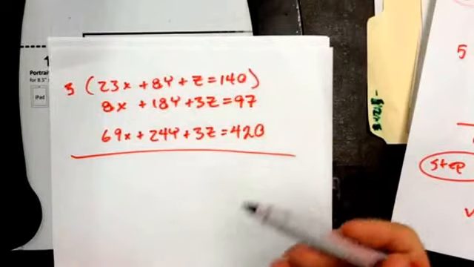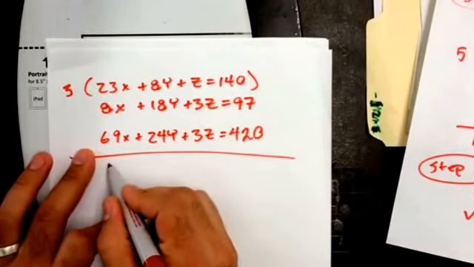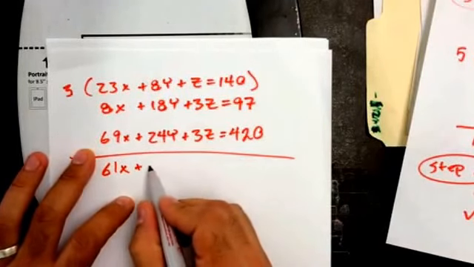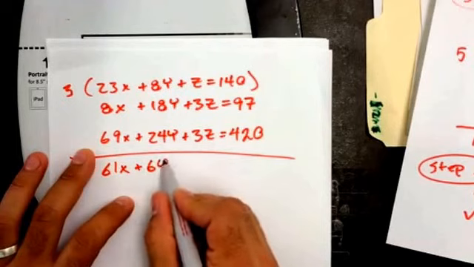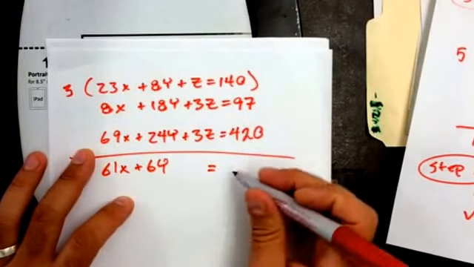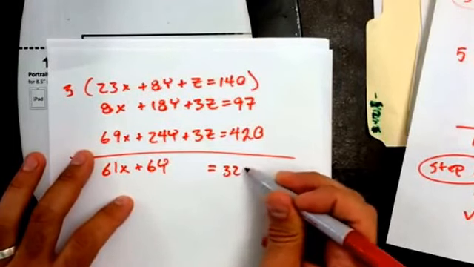Okay, same thing that I did on the last one. I'm going to subtract up so that my values stay positive. So 69x minus 8x is going to be 61x. 24y minus 18y is going to be 6y. 3z minus 3z is going to cancel out. 420 minus 97 is going to be 323.